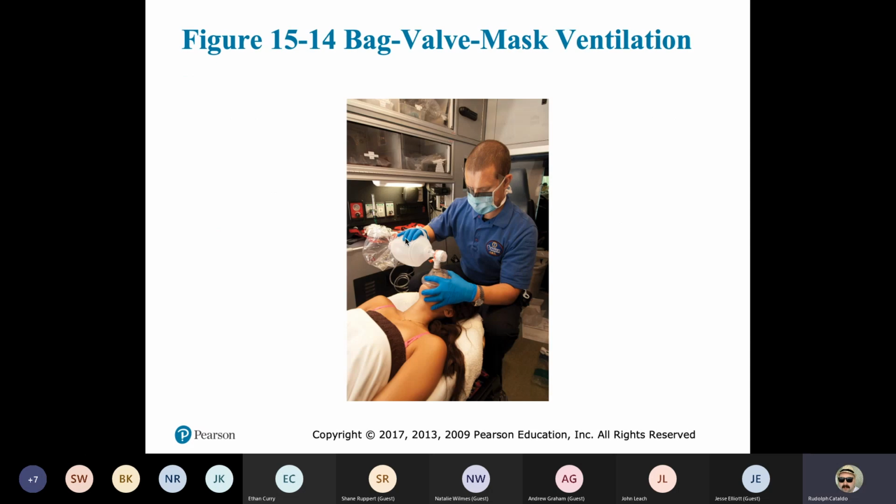BVM, obviously, make sure we're getting a good seal with the mask. Do not squeeze that whole bag. That is a pet peeve of mine. Please don't do that in front of me. Just enough to see chest rise. If you have to squeeze that whole bag, it's because you don't have a seal. It's not because their lungs are that big.